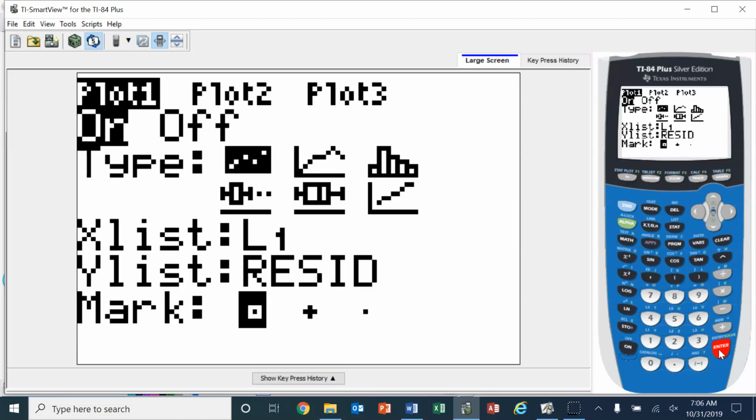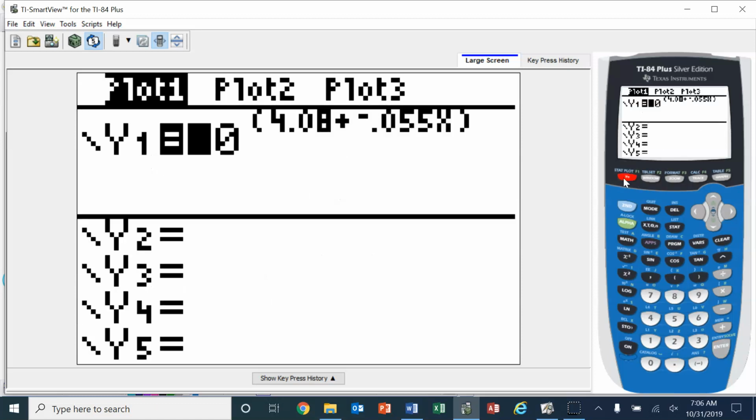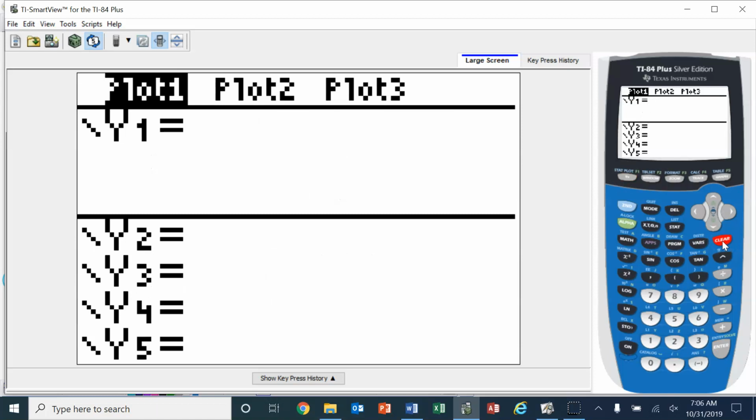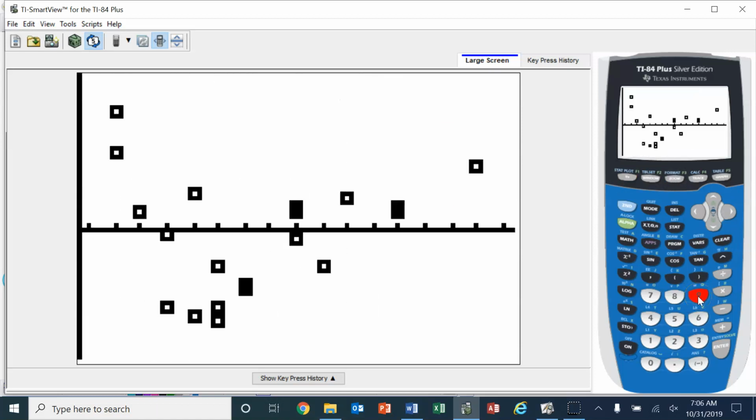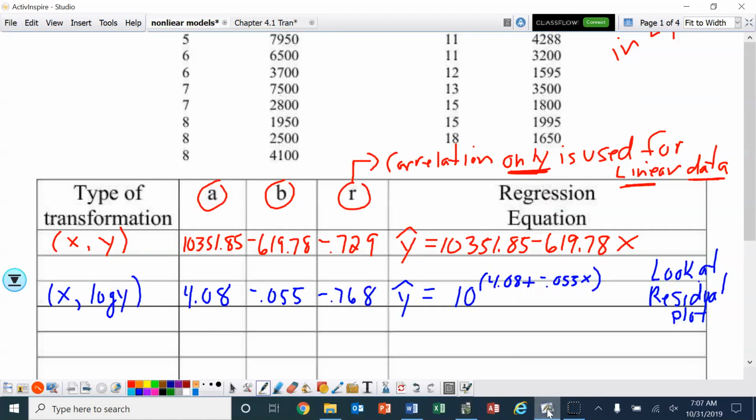So I'm going to look at the residual plot. First, I'm going to take out the equation because I don't want to see that. And then I'm going to do the zoom 9 again. Oh, that is not a good residual plot. There is a definite pattern there. So, taking the log of y is not that good. We've got a pattern, and our correlation is negative 0.768.